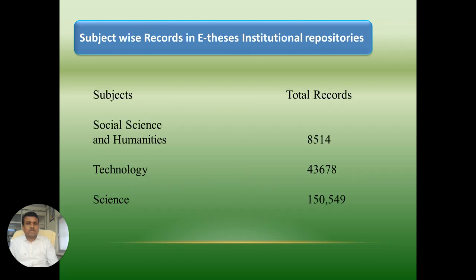subject-wise records in eThesis institutional repository. The subjects: social science and humanities 8,514, technology 43,678, and science 1,50,549.